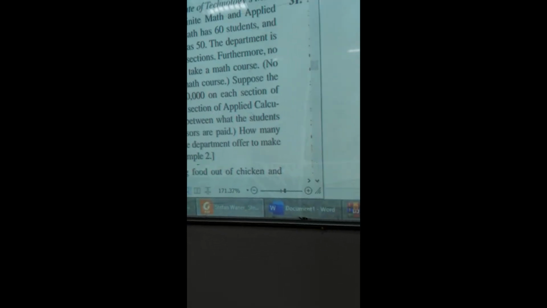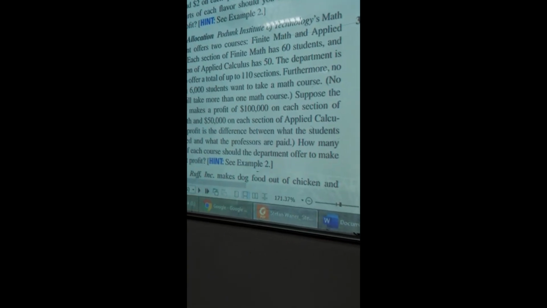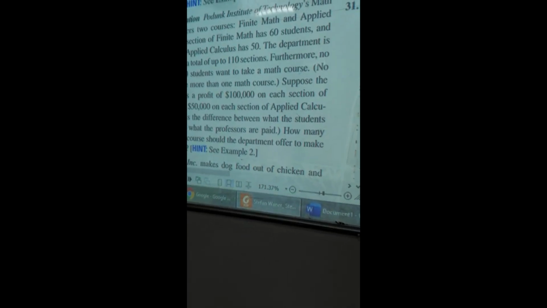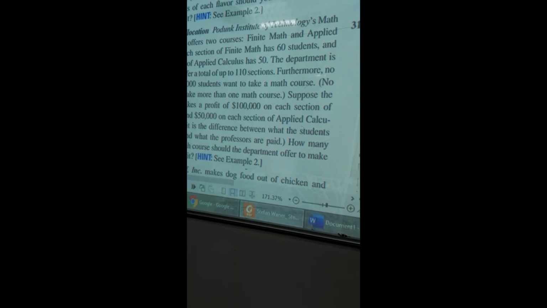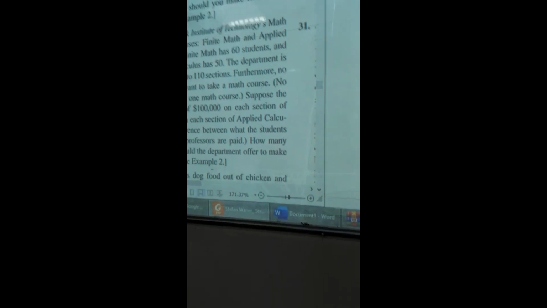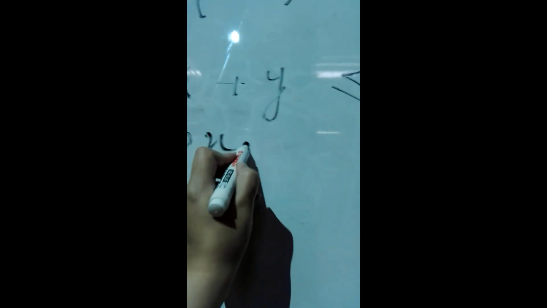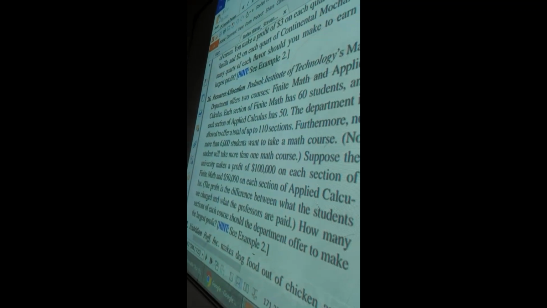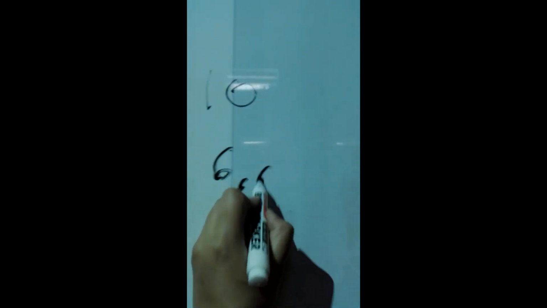Suppose the university makes a profit of 100. Okay, so there's another condition now. Furthermore, no more than 6,000 students want to take a math course. So again, there's a constraint of less than or equal to 6,000. For students of Finite Math, we have 60x, this is the second constraint, plus 50y, because each section of Applied Calculus has 50. So now we'll have 50y, which is less than or equal to 6,000, because no more than 6,000 students will be participating in these courses.